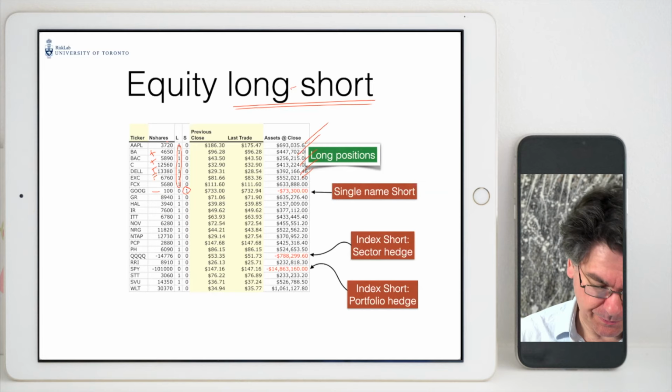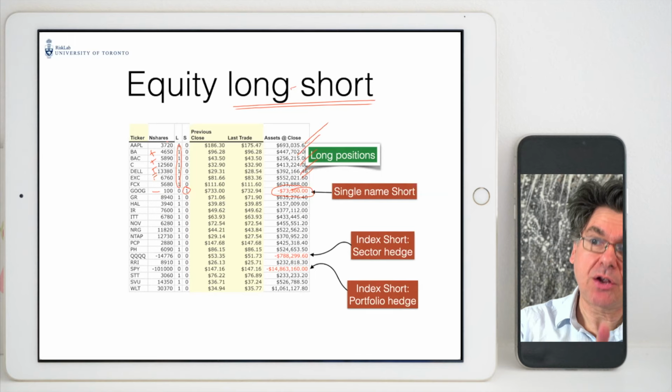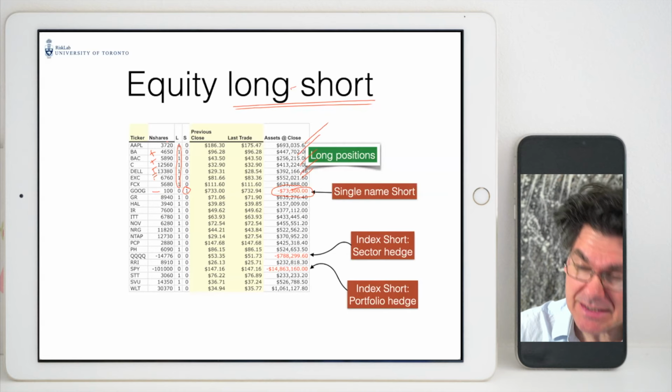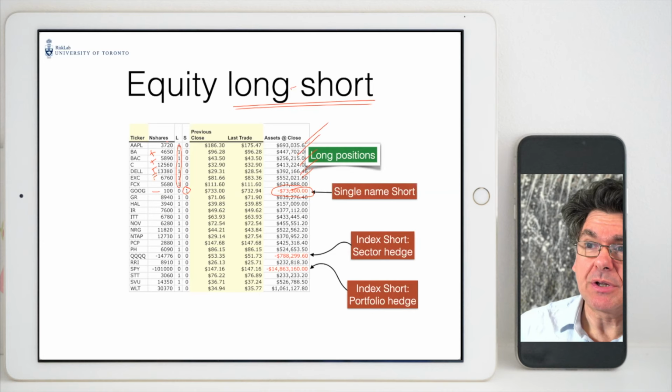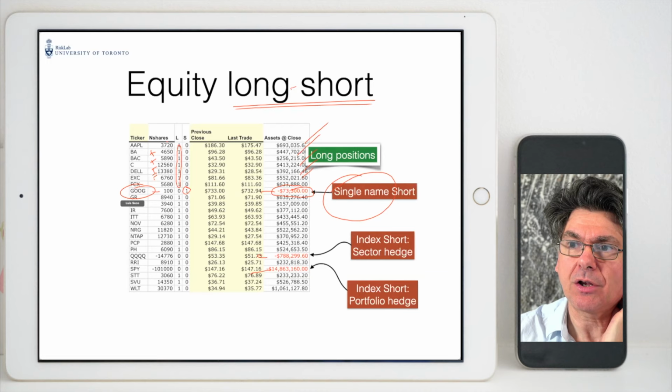And it shows here as a negative value because this is something that you owe. When Google goes down in price, this thing goes up because the negative number is less negative. That's how you make money on the short. You make money on the short when it goes down because your value is less negative. And in this example that I have here for you, you see three cases of shorts. Now, this is called a single name short because it's linked to one company, Google.